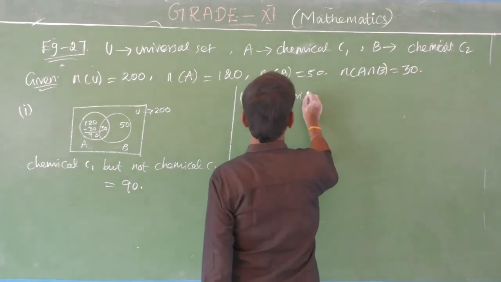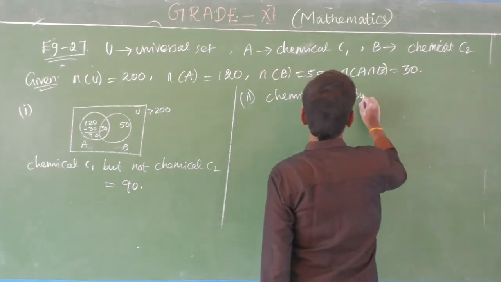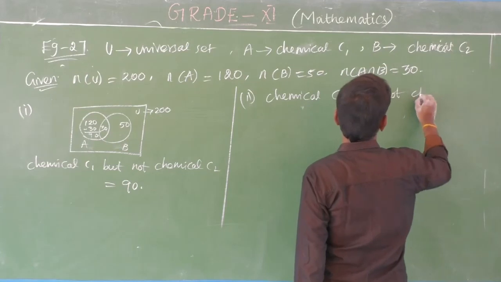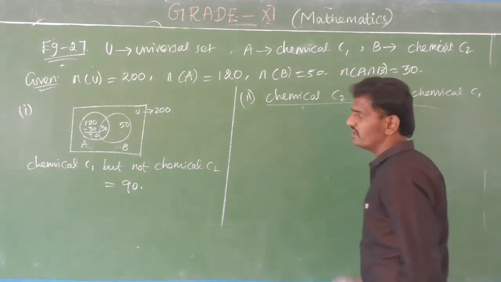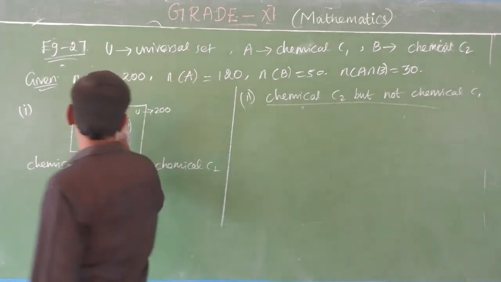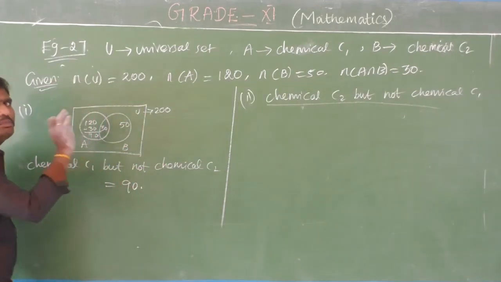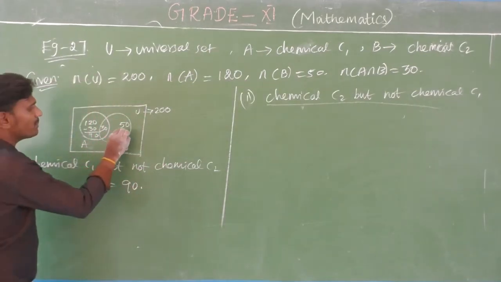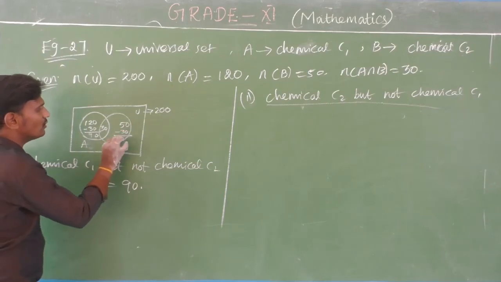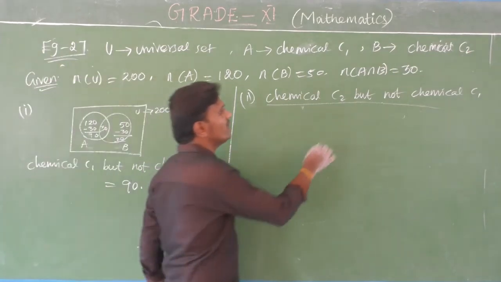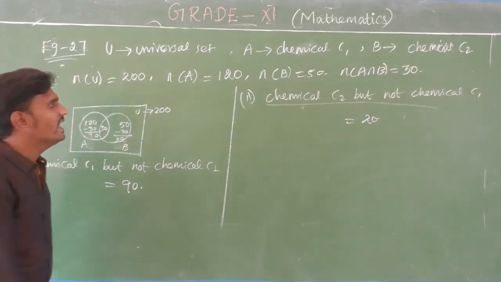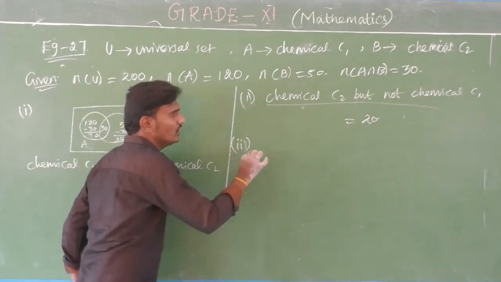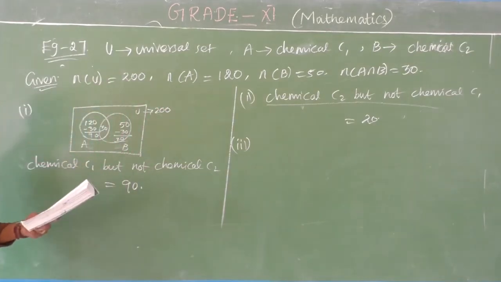Chemical C2 but not chemical C1. So this one, we have to take only the portion of C2, that is B. Okay, so I am going to subtract: 50 minus 30 is equal to 20. So how many of them? 20, without using the formula. Okay, then finally, what are we going to find?